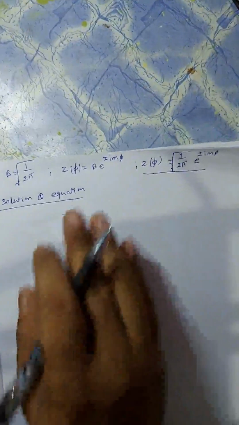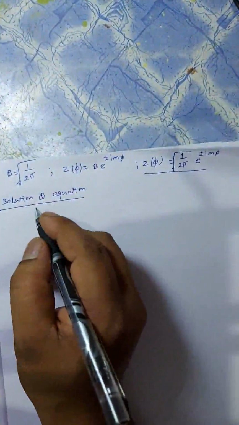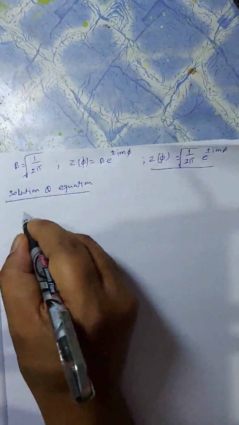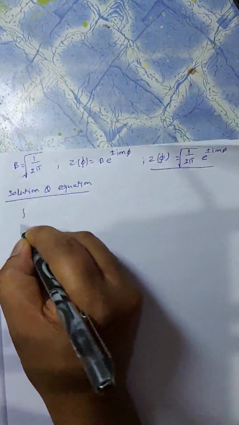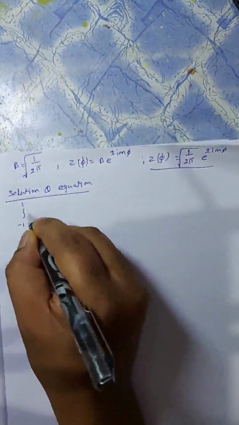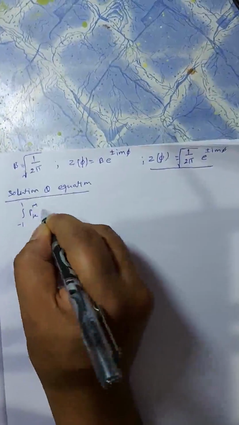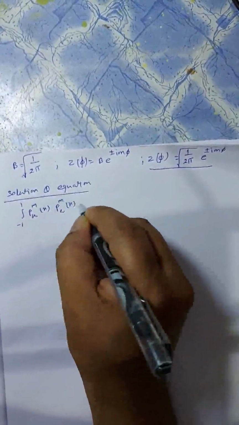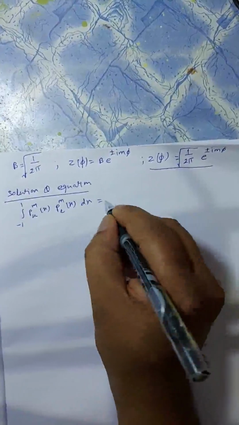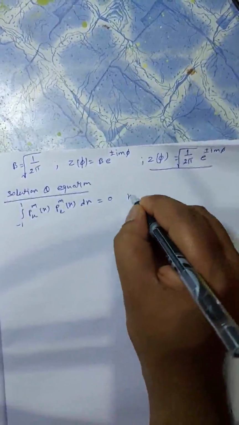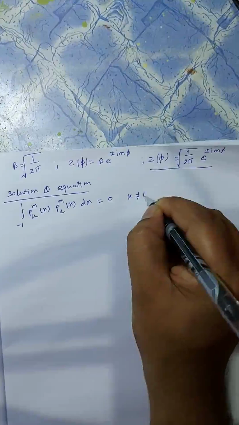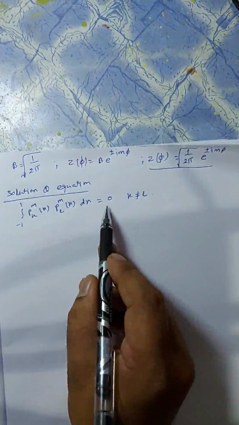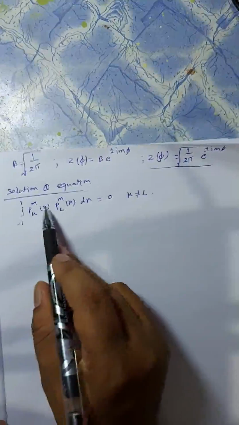We already derived this one in the rotator. Again I will derive it. Then what do we do? Solution of the theta equation. In this case we know that the integration from minus 1 to plus 1 of P_k^m(x) P_l^m(x) dx, the Legendre equation, is equal to 0 when k is not equal to l. This is the orthogonality of the function. This one is called the Legendre equation.